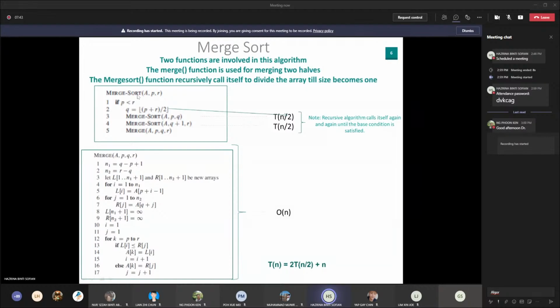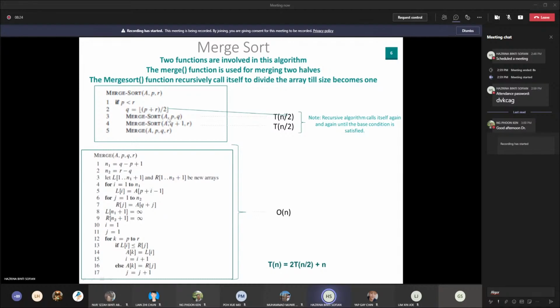The first one is merge sort, where we have Q equals (P plus R) divided by 2. So this P is like the first index of the array, it can be 0. R is the last index, okay, and in this case for merge sort we divide by 2. So Q is like the division between the two.